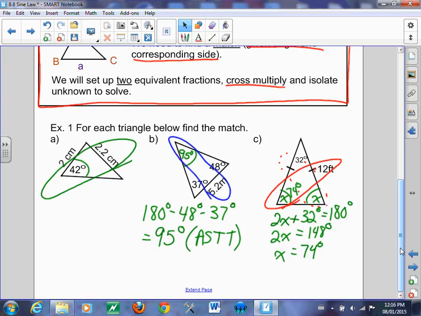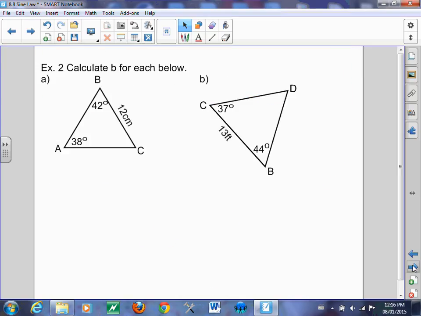All right, let's take a look at actually doing some of this. Okay, we can do it. So, example 2, calculate B for each below. First of all, I want you to identify where side B is. Side B is opposite angle B. And then you look for a given match.